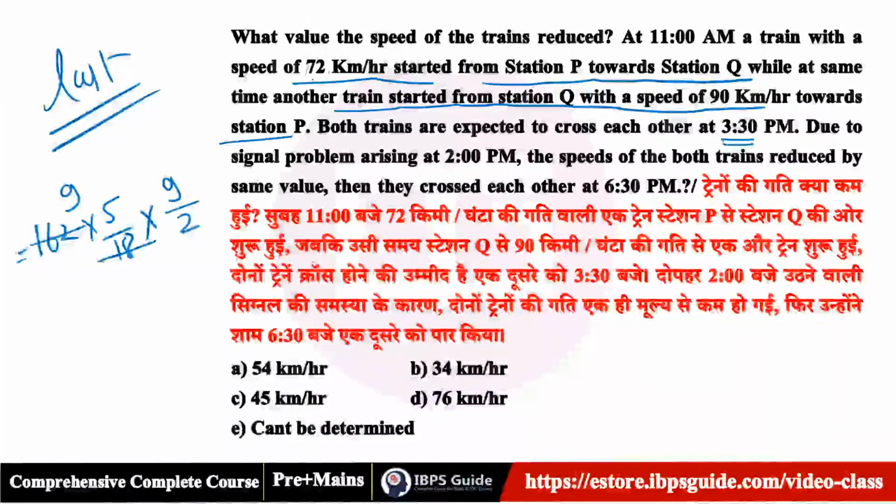Okay, due to a signal problem, if nothing happens, this should be the distance. Arriving at 2 pm, the speed of both trains reduced by the same value, then they crossed each other at 6:30 pm. What value of the speed of the trains reduced? So by how much did the speed of the trains reduce? That is the question, right? So it's good, it's not that bad guys. Okay.